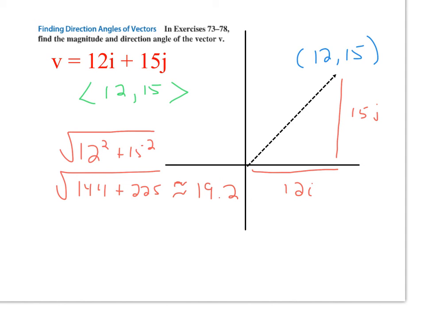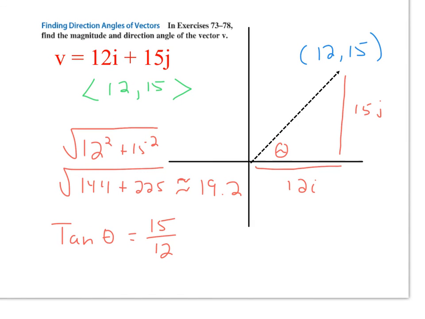So that's my magnitude. And my directional angle now, my theta, I know that tan of theta, so here's my theta right here. Tan of theta is equal to 15 over 12. So I'm going to arctan both sides. So whip out my calc again. I got inverse tan of 15 divided by 12. I'm pressing buttons on my calc right now. I got an angle approximately of 51.3 degrees.